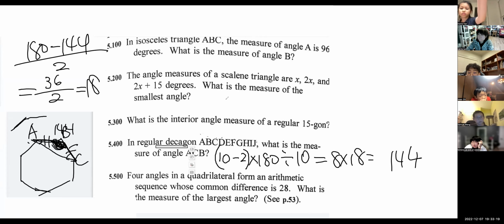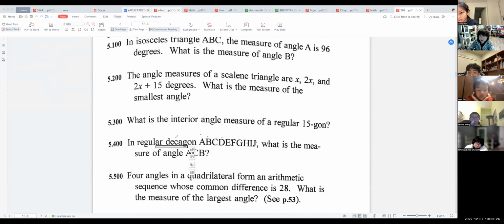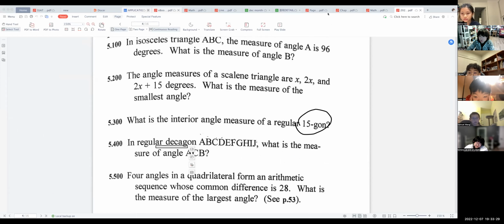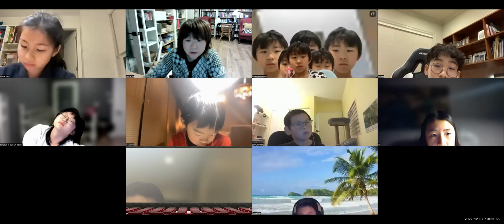Understand? Okay. So this question could be easily transferred to the 15-gon. 但是如果你们不把这个图画出来，不把 A C B 画出来，你根本不知道它要求的是哪个角，对不对，Samuel? 对不对？但是我要说的是，这个题目需不需要把这个整个十边形画出来？No, it's not necessary. 对不对？So you waste a lot of time doing the decagon. Okay, so this is an example of these questions.